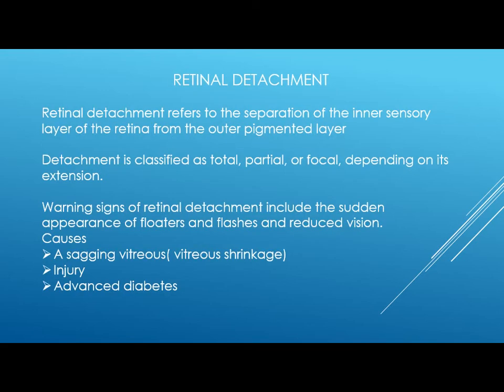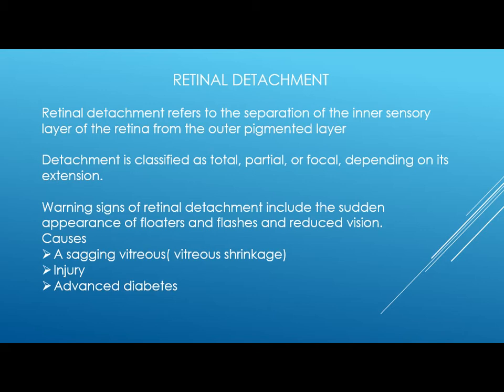About retinal detachment, it refers to separation of the inner sensory layer of the retina from the outer pigment layer. As we said, we have three layers posteriorly: the retina, choroid, and sclera. When the retina detaches from its outer pigment layer, retinal detachment occurs. It could be total, partial, or focal, depending on extension.